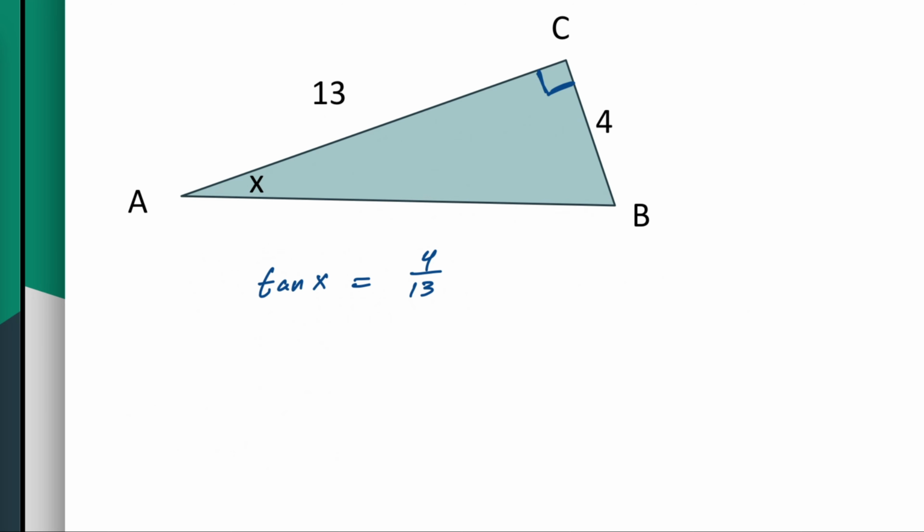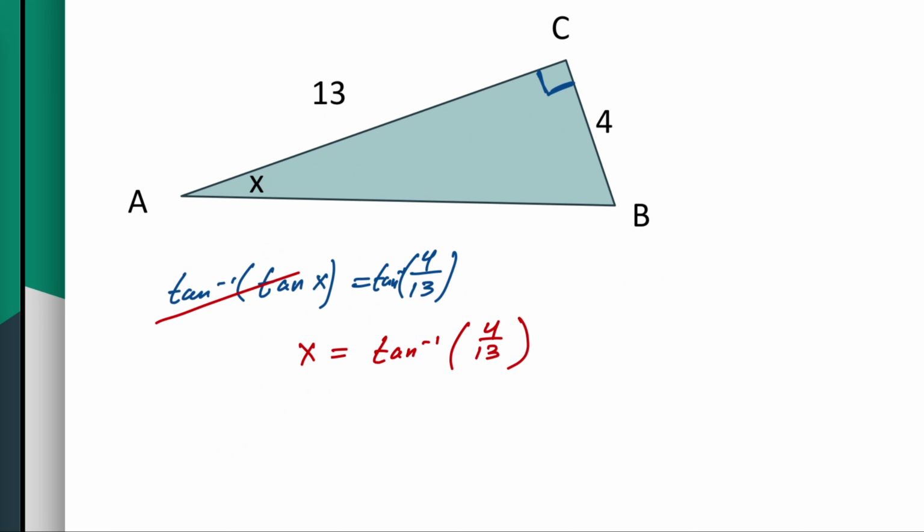Now, x is not the same as 4 over 13 because we are taking the tangent of x. What this means is that you need to use the inverse. So we're going to go inverse tangent to both sides, kind of like we did with the logs, right? This cancels that, and we're left with x is equal to the inverse tangent of 4 over 13.